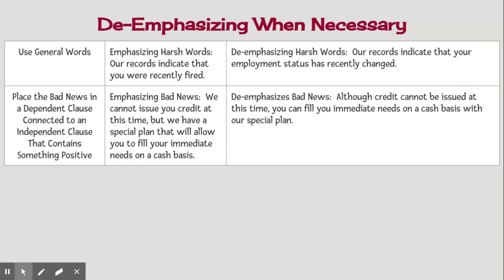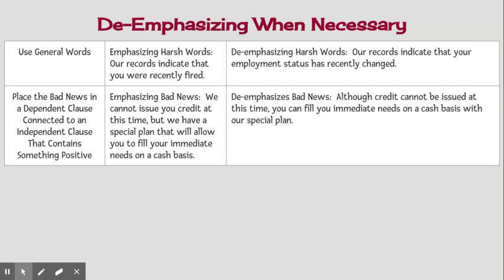Instead of saying, our records indicate that you were recently fired, you could instead say, our records indicate that your employment status has recently changed. And another way to handle this is to place the bad news in a dependent clause connected to an independent clause that contains something positive, using that honey to trap more flies than vinegar.